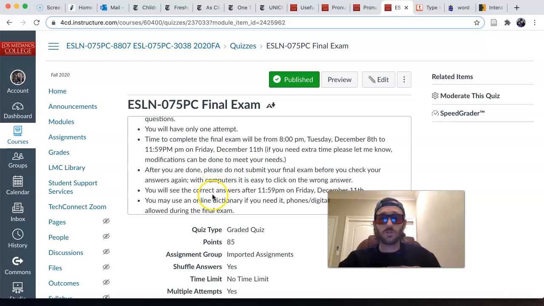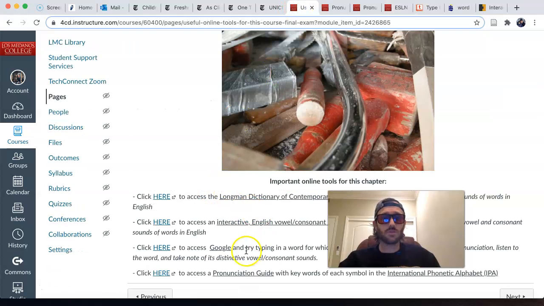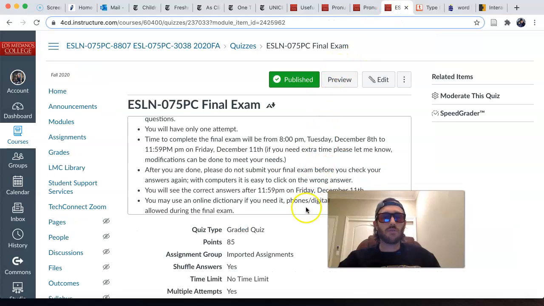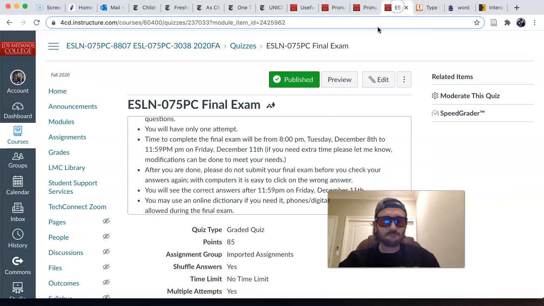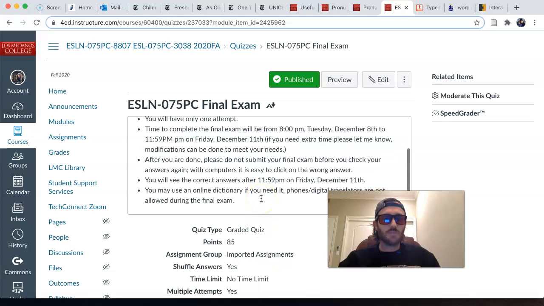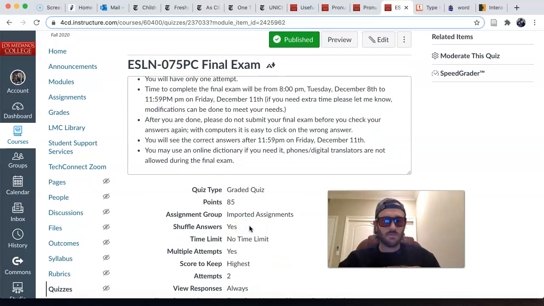And again, you're encouraged to use those online resources that we've identified. You're encouraged to use those. However, your phones or digital translators, please do not use those. Just the tools that we've identified here in the useful tools section. It is worth 85 points, and there are 25 questions.